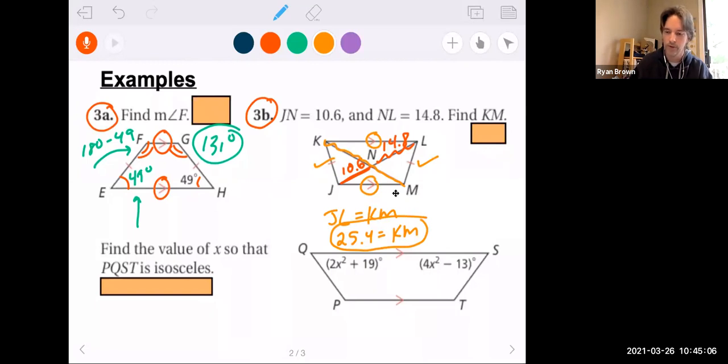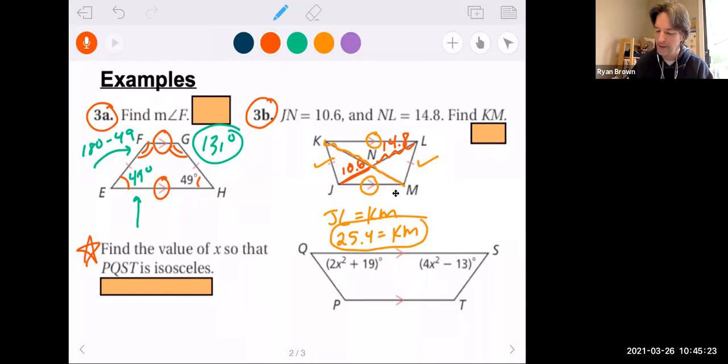All right, one more, and this one's a good one. Can we find here the value of x so that this whole trapezoid is isosceles? So again, we know the opposite sides are parallel, so it's a trapezoid. But because this is a trapezoid, we want it to be isosceles.